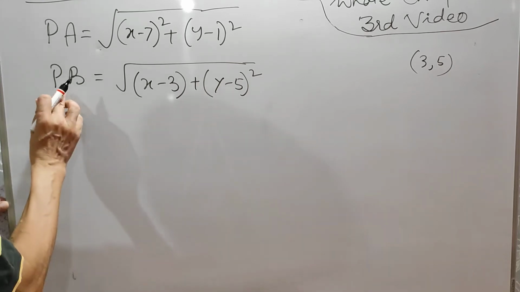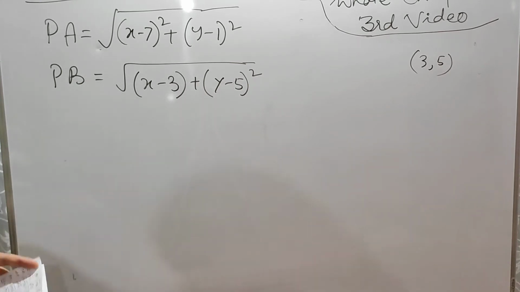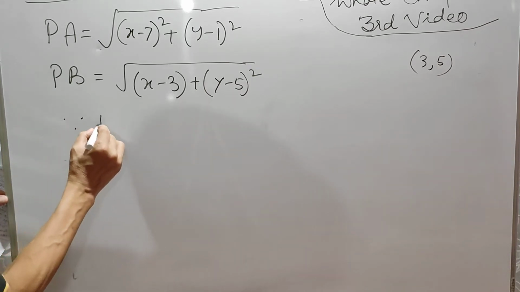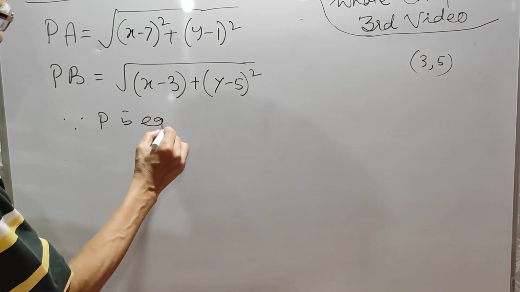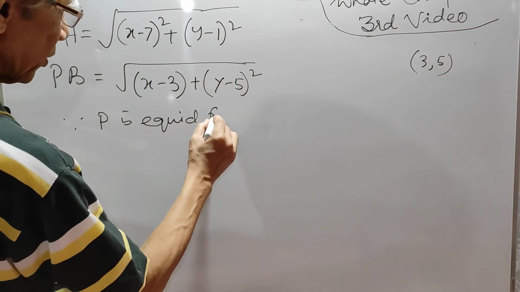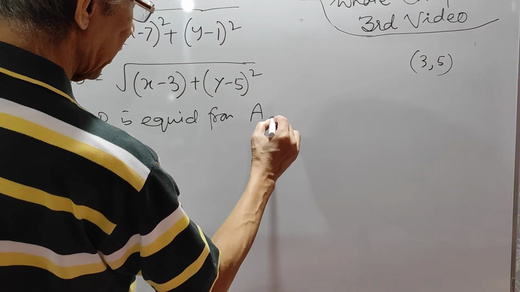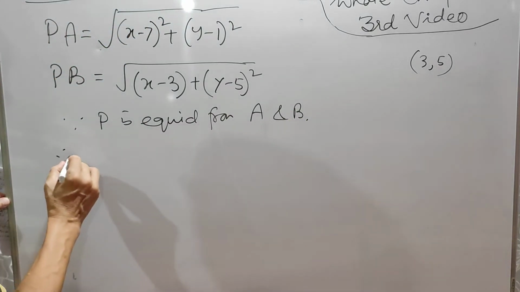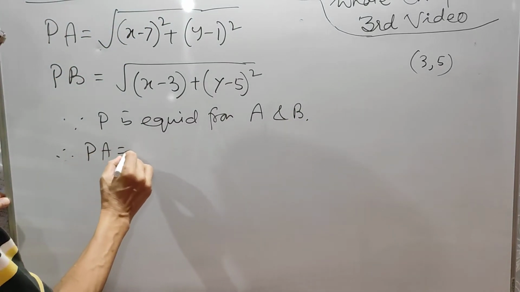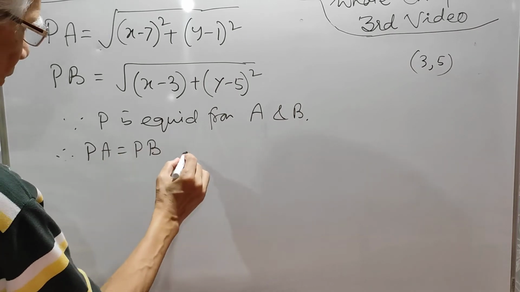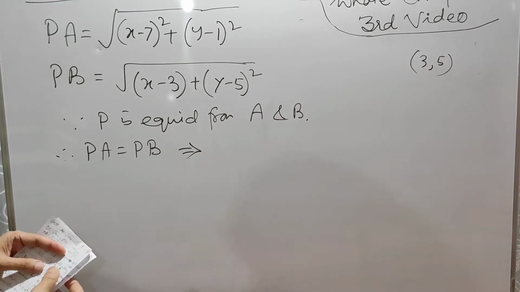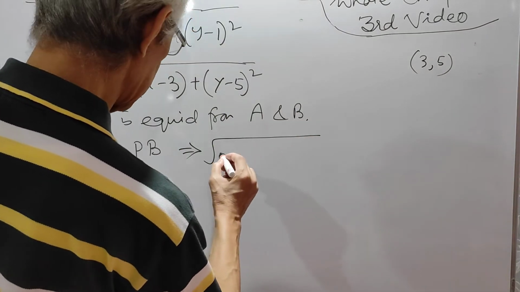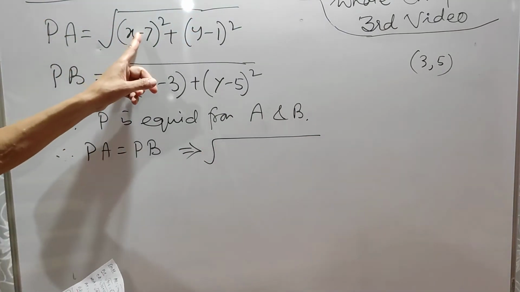Okay, so since it is given P is equidistant from A and B, therefore PA equal to PB. So therefore what we get? PA equal to PB. That means this equal to this. So this root over equal to this root over.